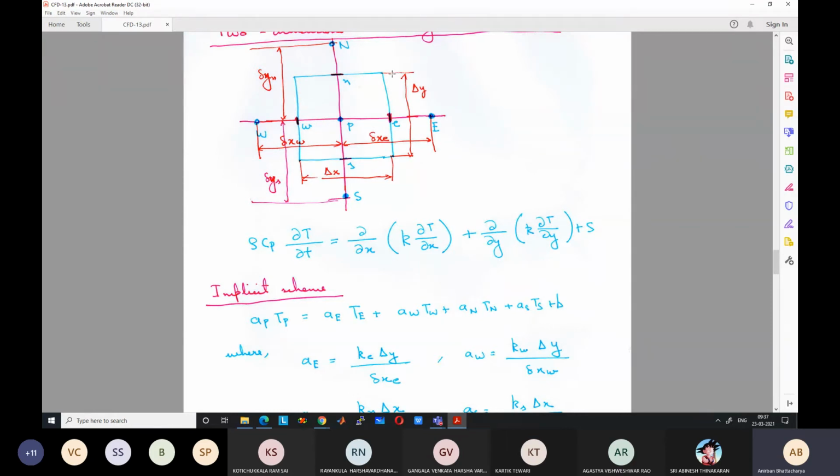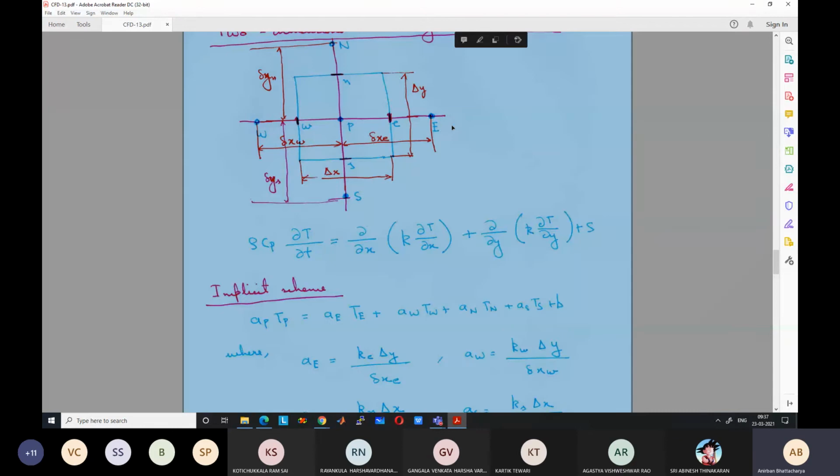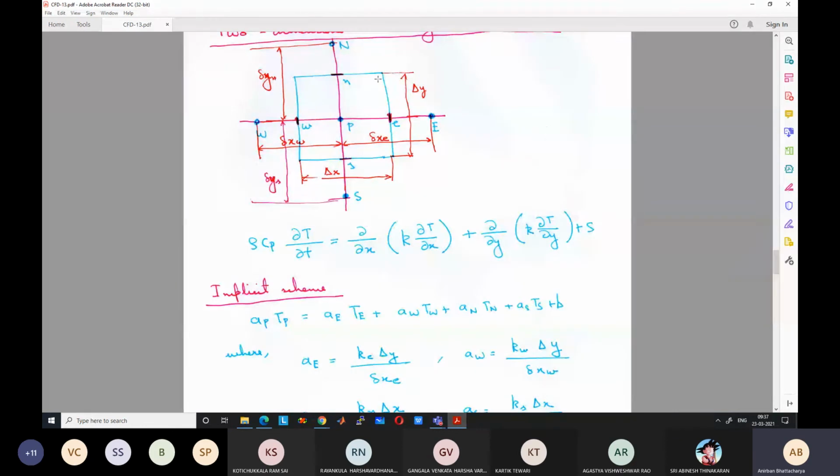Because now we have an area of the interface. Previously the area was not there because it was a 1D problem. Now we have an area. So that's why this delta y term comes into the picture. Similarly, all the other terms can be derived.